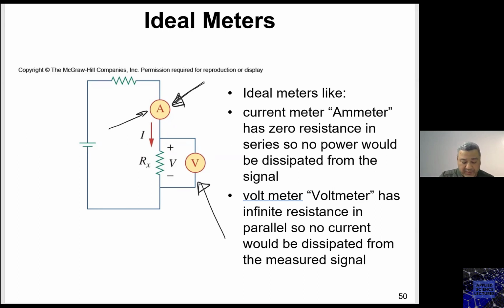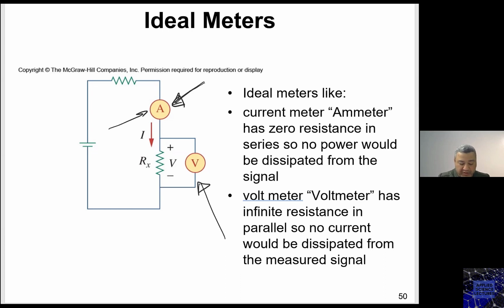Now the ideal ammeter will have zero resistance, such that it does not withdraw any power from my circuit. So here I can look at this one as having zero resistance that does not withdraw any current.